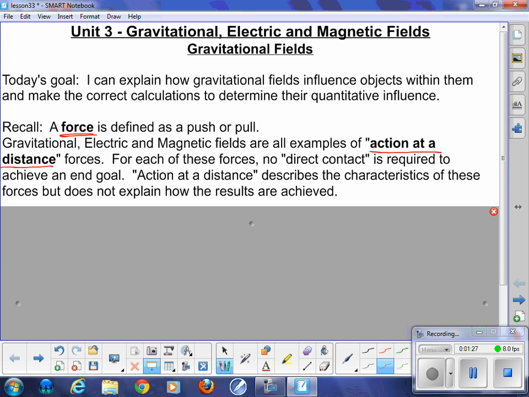If you're on Earth and you jump off the top of a building, you don't have to be in contact with the ground to experience gravity. You will still fall to the ground. So you don't have to be in contact, and that's what these action at a distance forces really mean. So no direct contact is required. Action at a distance describes the characteristics of these forces, but does not explain how the results are achieved.